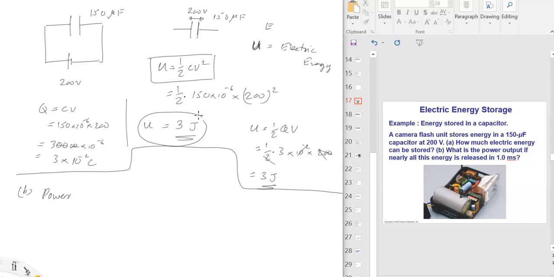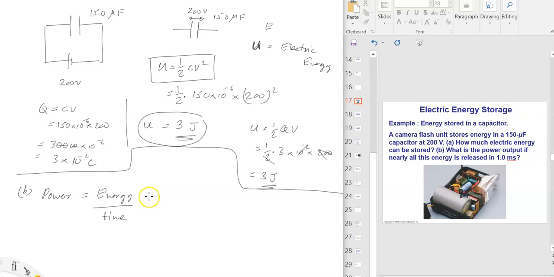So power means how fast you are using this energy. If you are using it rapidly, that means a lot of power. If you are using it at a slow pace, that means low power. So power is defined as energy divided by time, or rate of energy. So power is energy, or energy usage, energy output, or energy produced, divided by the time interval.